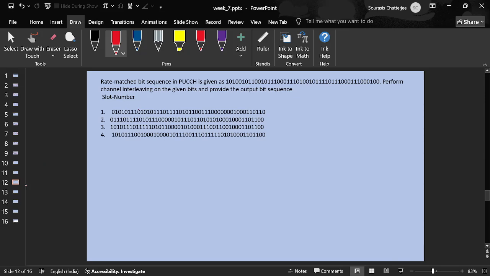So we are given the output of the rate matching block here, and then only we go for channel interleaving. We are given of course the input sequence, and we are supposed to get the output sequence. So how should I calculate this? What is the one piece of information that I need so that I could obtain the output sequence?